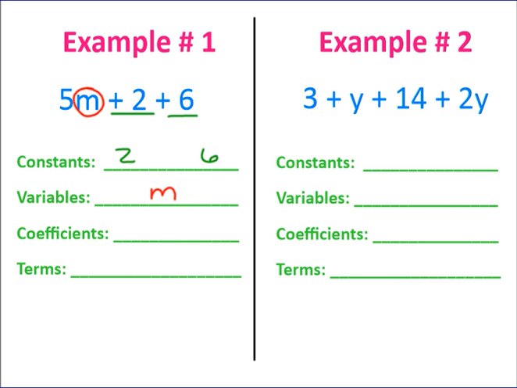What are my coefficients? So what's the number, the co, it's together with something, together with the variable. What's the number in front of the variable? 5.